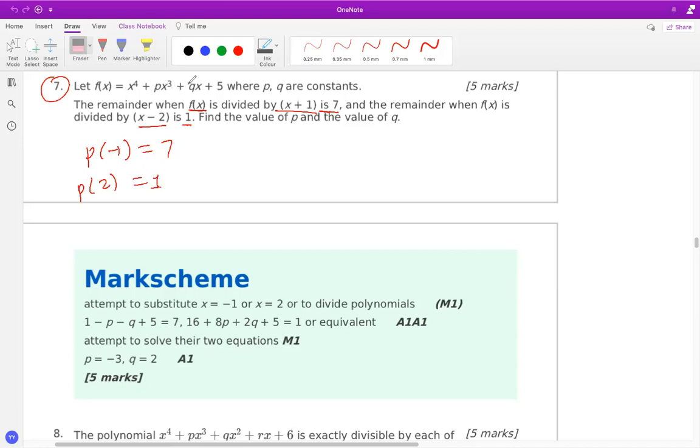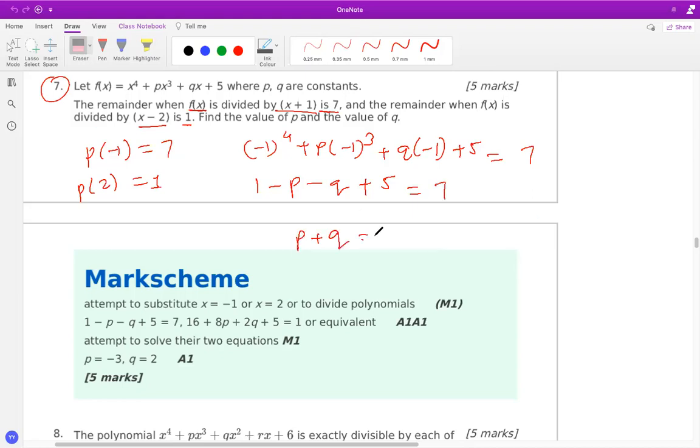So that helps us set up two equations. When I plug x as minus 1 here, we get negative 1 to the power of 4, plus p times negative 1 the whole cube, plus q times negative 1, plus 5, equals 7. That results in 1 minus p minus q plus 5 equals 7. So 5 comes to this side and makes 6, and 7 minus 6 is 1. Then I took minus common, so that's how I got p plus q is negative 1.